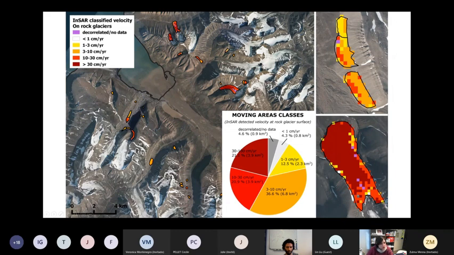And here you have just an example around Longyearbyen, the main settlement in Svalbard, with different landforms that have been mapped. And this is the statistic for the moving areas. It is each pixel of the InSAR map documenting mean velocity. So it's not the kinematic attribute that is assigned to the unit.